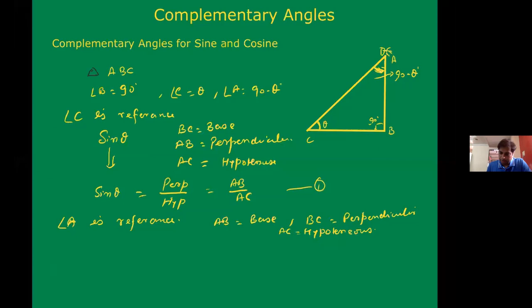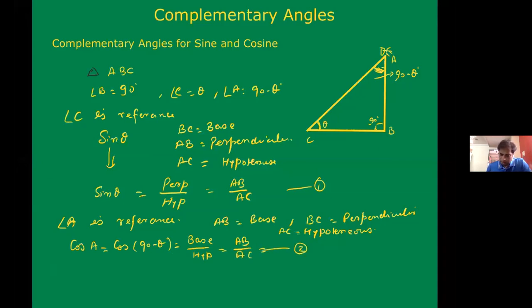So if I say the cos A angle, that is cos of 90 minus theta, equal to cos theta, which is base by hypotenuse. So what is the base here? AB is the base, so AB by AC. So this is my equation 2.